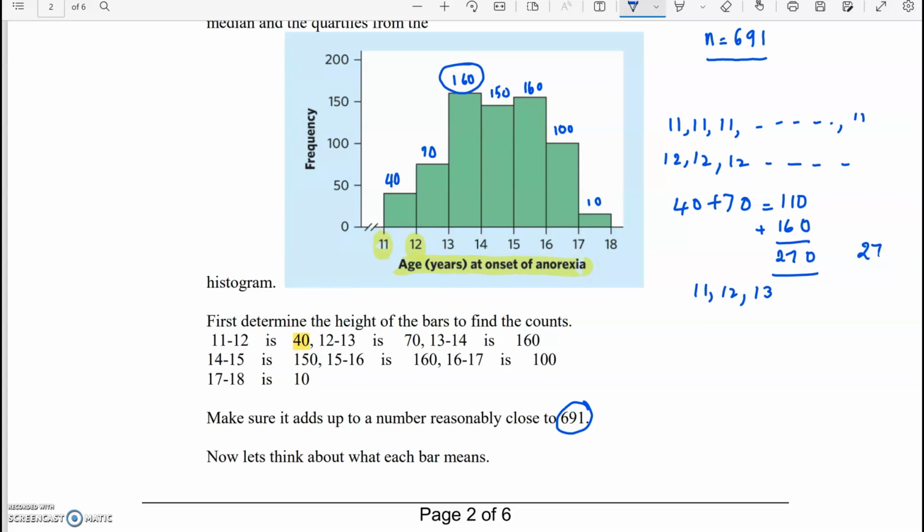Now, when I add 150, there are 150 numbers in the next bar. That becomes 420, which exceeds 346 because we are looking for the 346th number. So let's say the 35th number is an 11 because it sits in this bar.